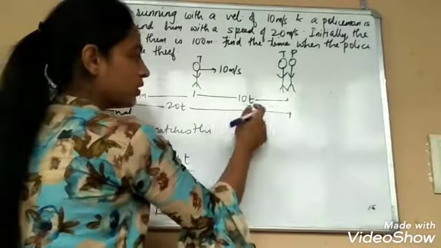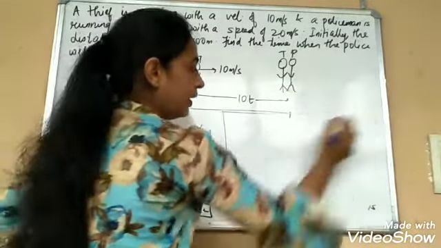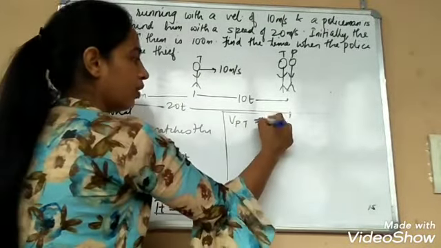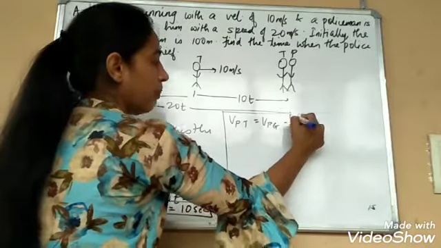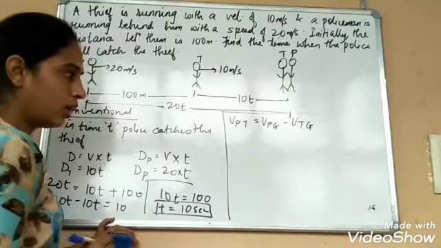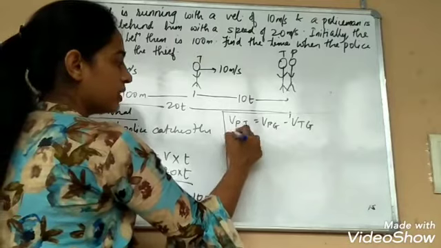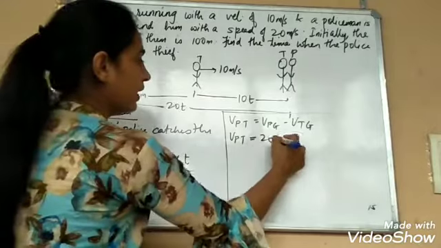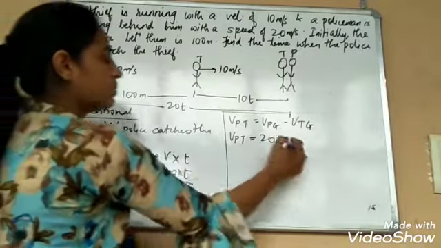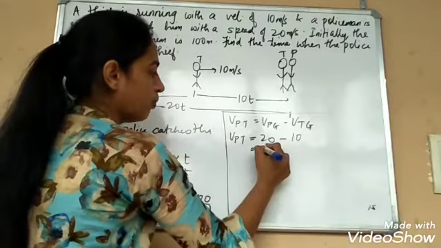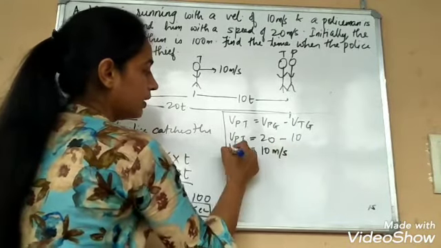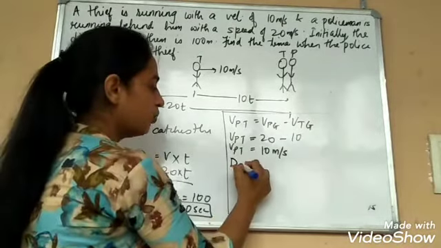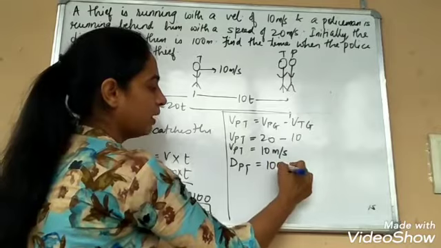Now let us see how we can solve this with the idea of relative velocity. Velocity of police with respect to thief will be velocity of police with respect to ground minus velocity of thief with respect to ground. Velocity of police with respect to thief we don't know. Police with respect to ground is 20 minus velocity of thief with respect to ground is 10. So velocity of police with respect to the thief is equal to 10 meter per second. We know the distance of police with respect to thief, that is 100 meter.